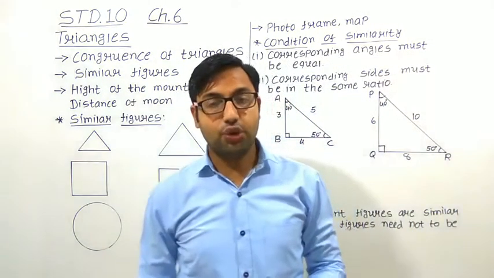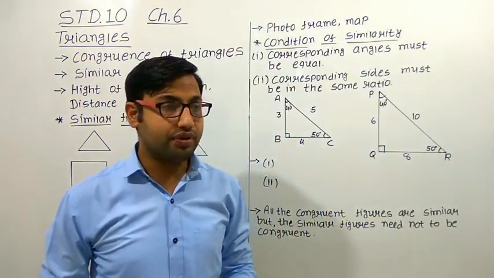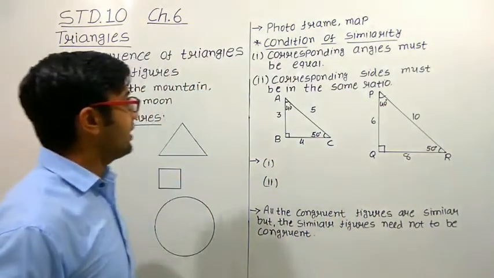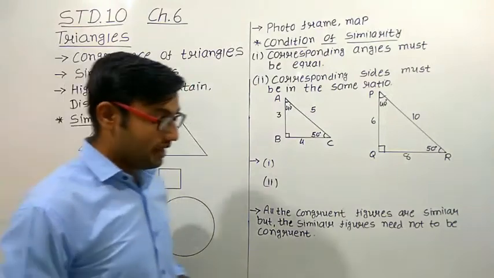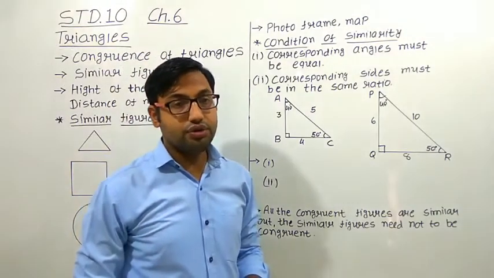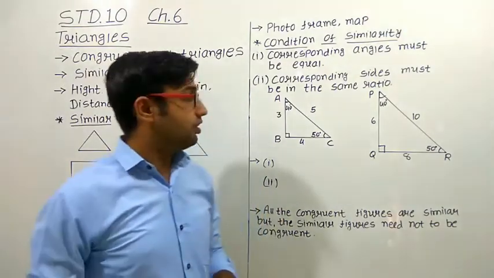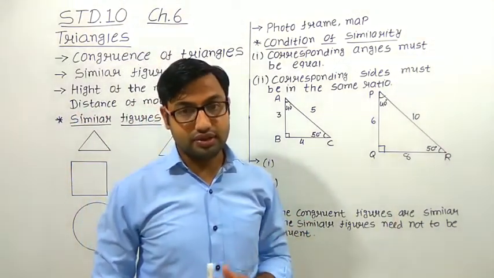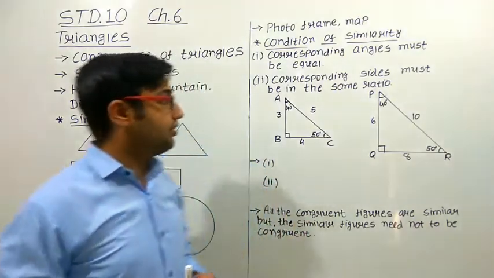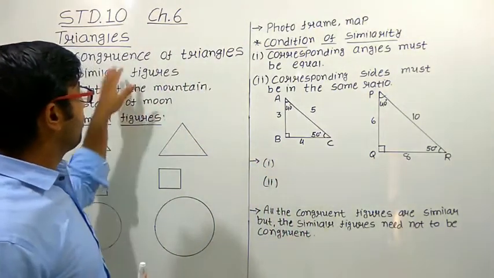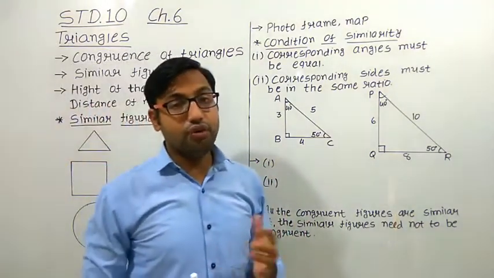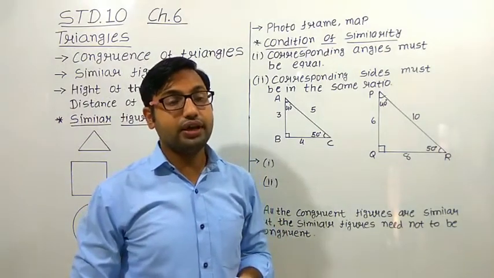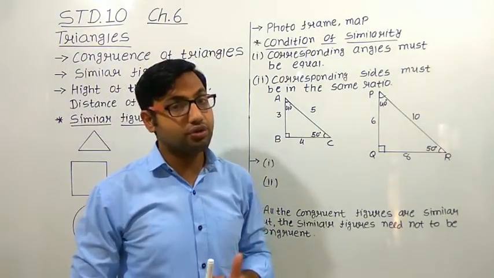Hello students, today we will start the new chapter of standard 10, chapter number 6, triangles. In standard 9 we have studied about the congruence of triangles. Now, what can you understand by the congruence of two triangles?